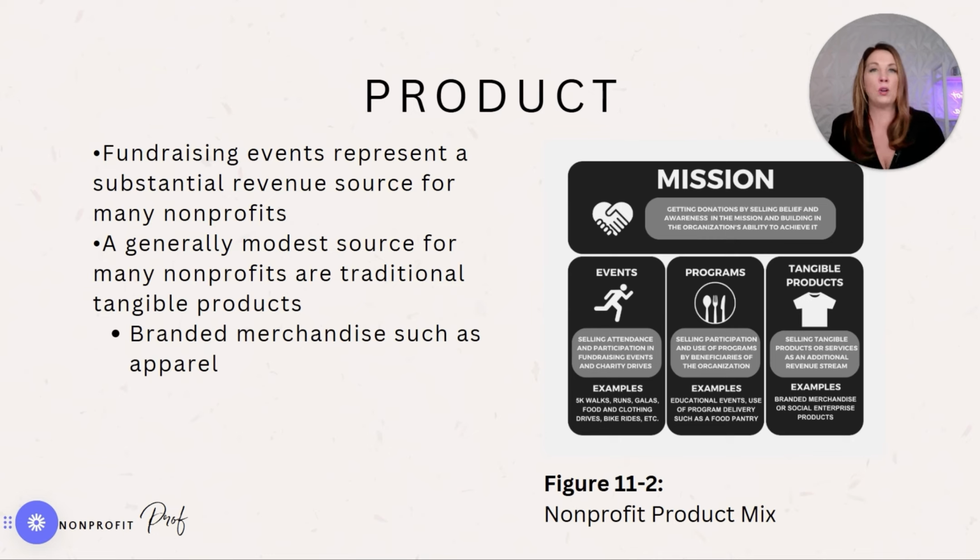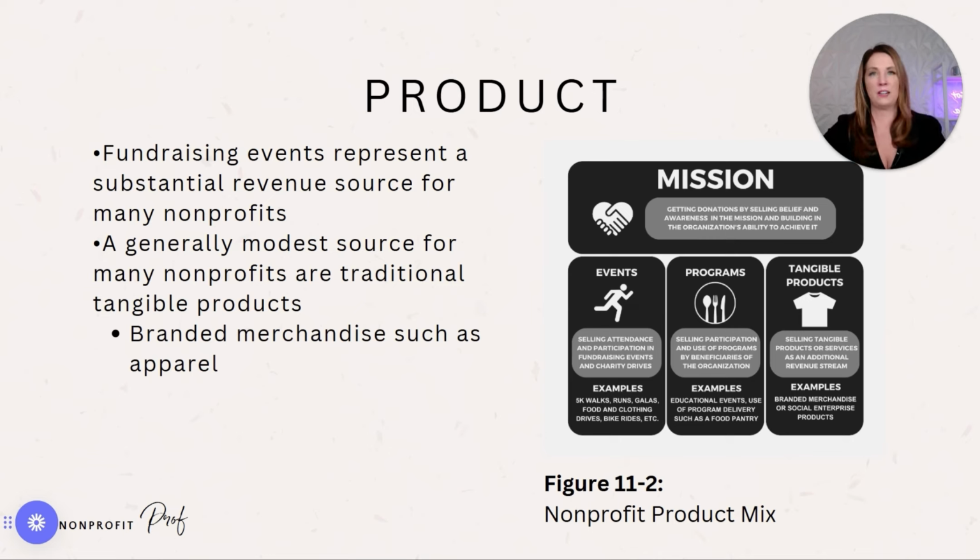So we have to sell our programs just like we market and sell our events, just like we market and sell the mission and try to solicit general donations. So we need to go out there and determine what programs and services do we offer that we need to publicize and promote and all of these things in the marketing mix and market as well.